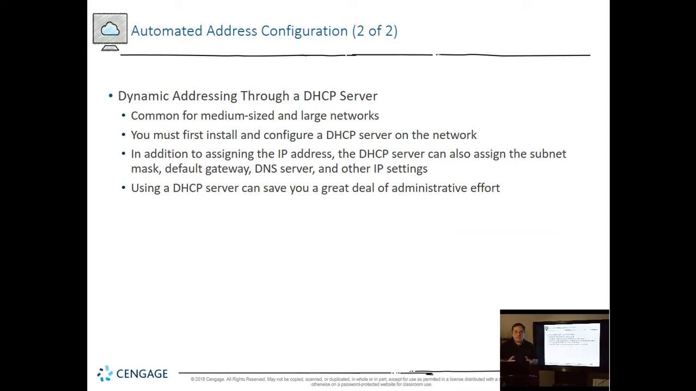So, dynamic addressing through a DHCP server. This is where you set up the DHCP role on Windows Server 2016, and you create a group of IP addresses that are going to be available to any computer that connects to it. That way you can control what IP addresses people get when they connect to your server.